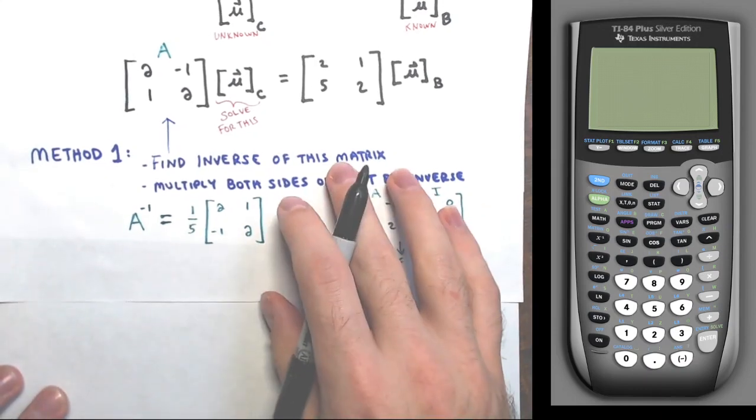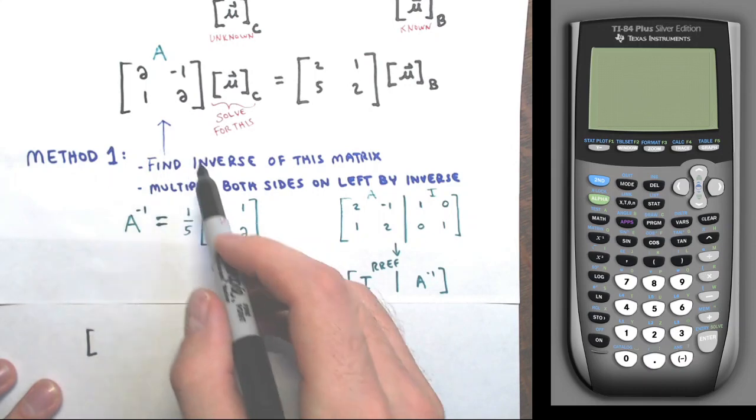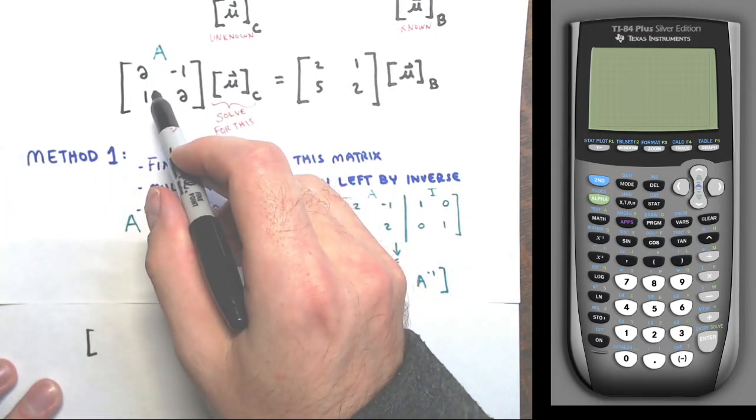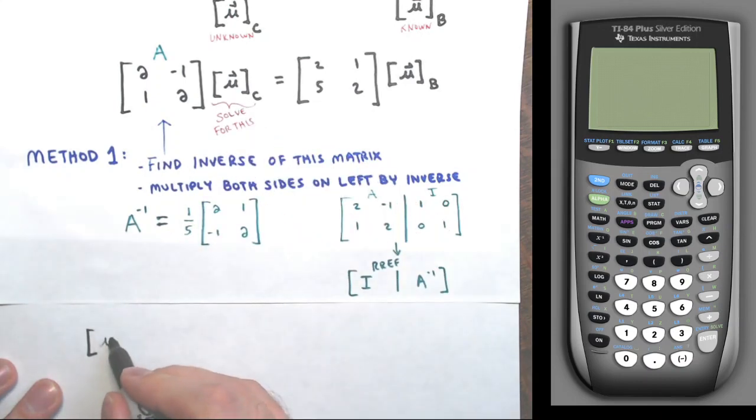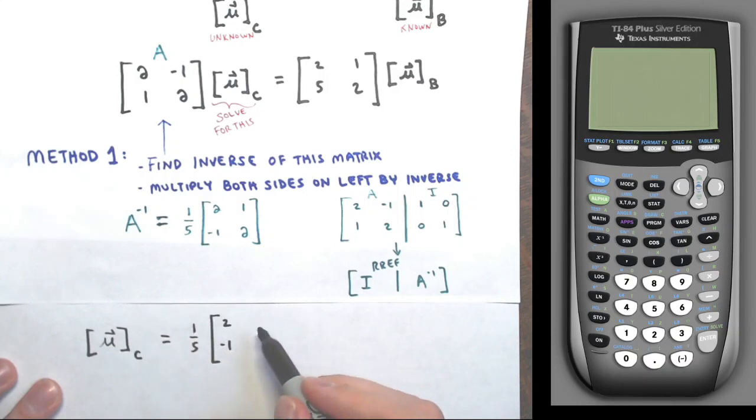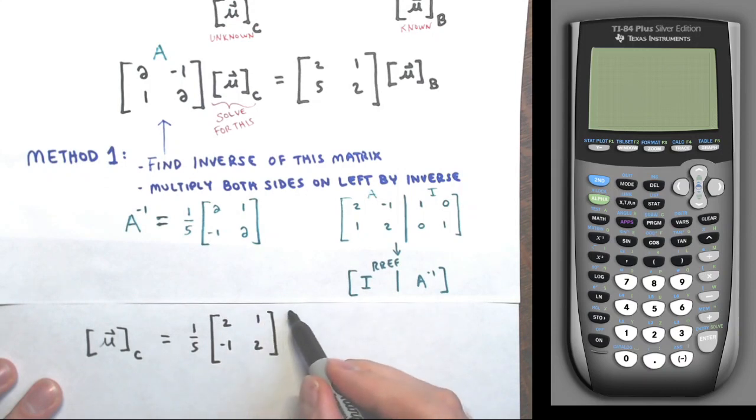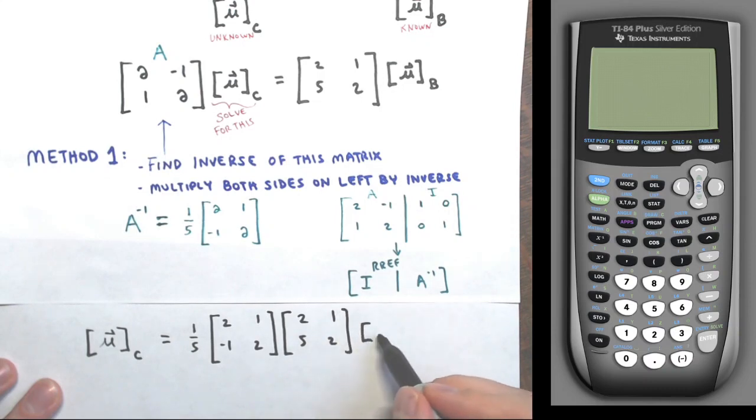So if I multiply on the left by this inverse, the left side, the matrix times its inverse, will be the identity matrix. So the identity matrix times this vector will just be the coordinate vector of u with respect to C, which would be 1/5 times the matrix [2, -1; 1, 2] times the [2, 5; 1, 2] times the coordinate vector with respect to B, right?